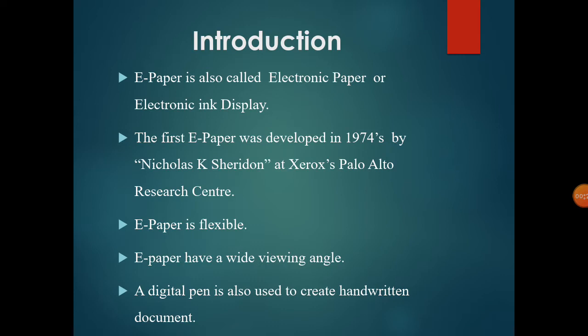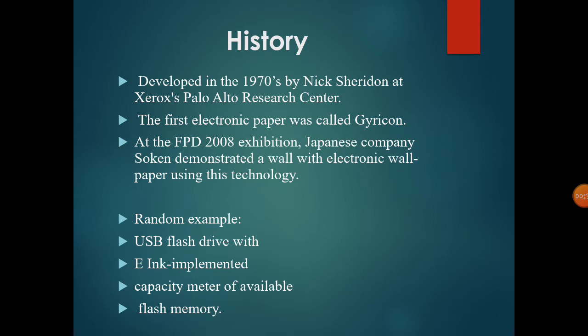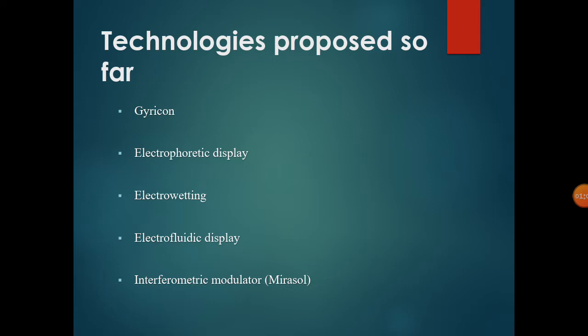E-paper is flexible and has a very wide viewing angle, and the first electronic paper was called Gyricon. At the FPD 2008 exhibition, a Japanese company demonstrated a wall with electronic wallpaper using the technology. Examples include a USB flash drive with e-ink implemented as a capacity meter of available flash memory. It was developed in the 1970s by Nick Sheridan at Xerox Palo Alto Research Center.